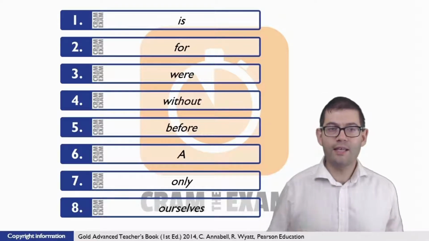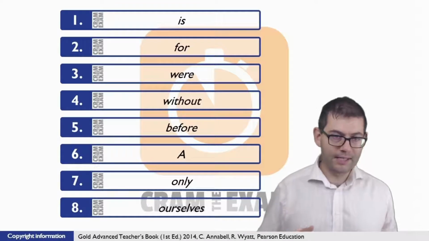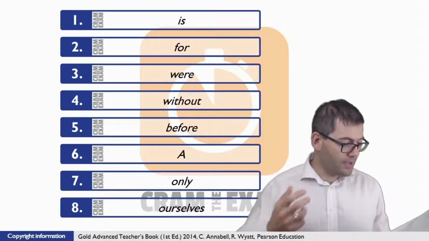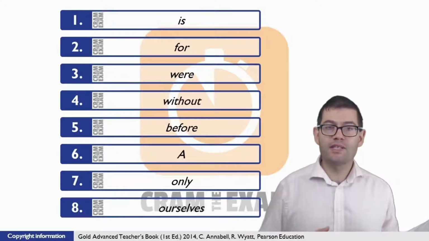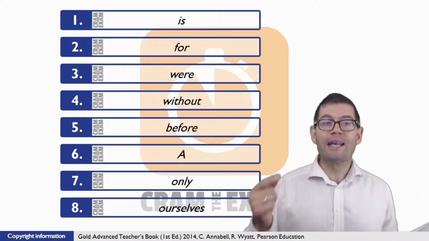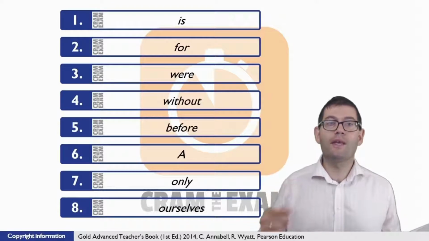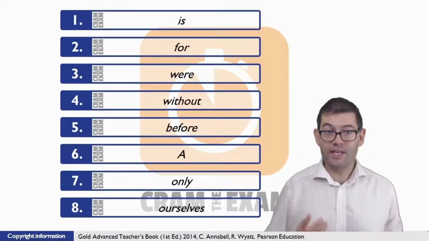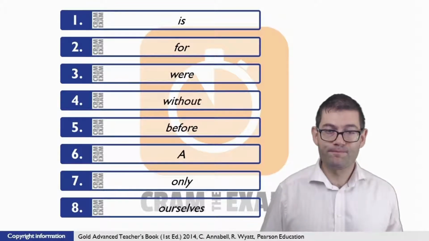Question number 4. Here it helps to refer back to the context. The context is about an experiment between two sets of people. One set of people had a mirror, one set of people didn't have a mirror. And it's this negative form that we need to communicate in this gap. And the word that we need to do that is without.